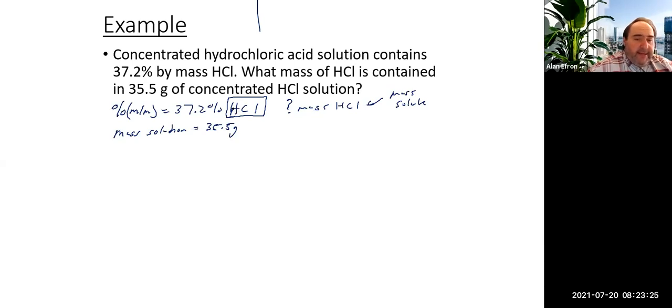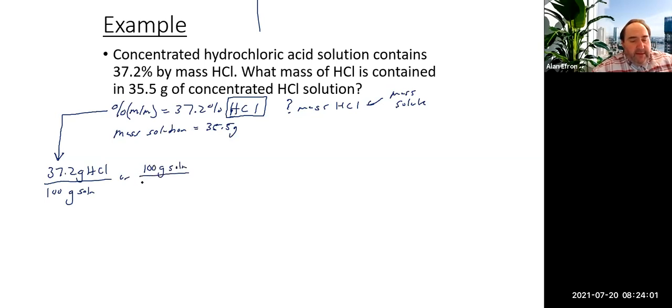So clearly we can plug and chug into the percent mass to mass formula that we just saw. I'm also going to solve it a little bit of a different way, more of a dimensional analysis approach with conversion factors. As we talked about before, you can turn this into some usable conversion factors. Basically what that means is we would have 37.2 grams of HCl in 100 grams of solution, or in 100 grams of solution, we would have 37.2 grams of HCl.